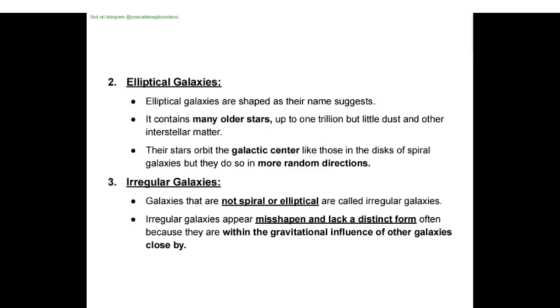Elliptical galaxies. Elliptical galaxies are shaped, as their name suggests, elliptical. They contain many older stars, up to 1 trillion, but little dust and other interstellar matter. The stars orbit the galactic center like those in the disks of spiral galaxies, but they do so in more random directions. Irregular galaxies. Galaxies that are not spiral or elliptical are called irregular galaxies. Irregular galaxies appear misshapen and lack a distinct form, often because they are within the gravitational influence of other galaxies close by.